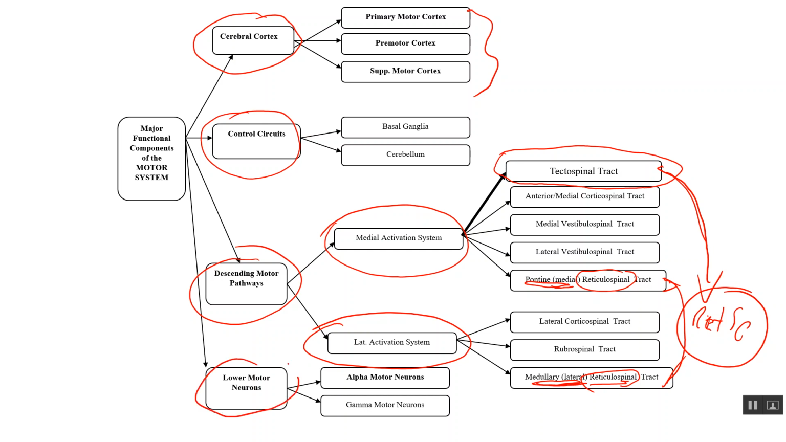Then, of course, we have our lower motor neurons coming from that anterior horn cell, or anterior horn area, and they will be either an alpha motor neuron that goes to the extrafusal skeletal muscles, or a gamma motor neuron that goes to the muscle spindle and the ends of the muscle spindle to adjust the tension or length of the muscle spindle within the muscle. So that's an overview there.